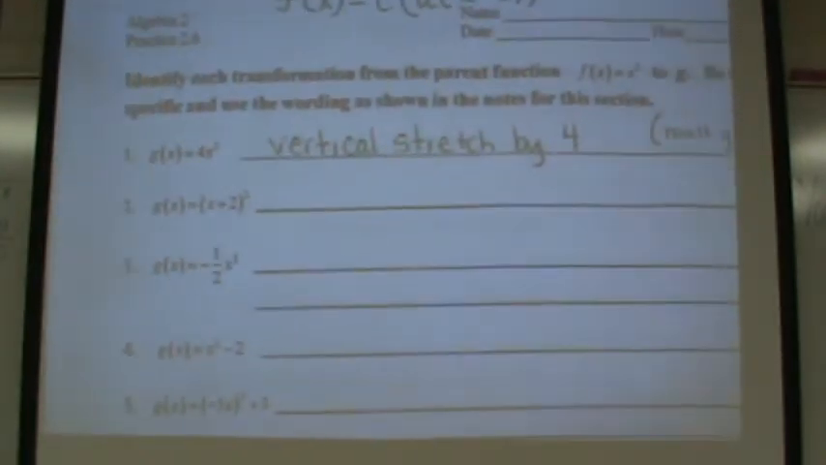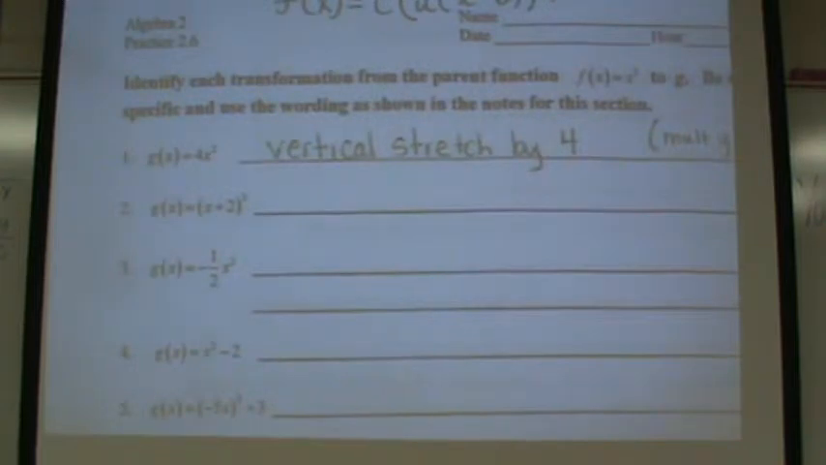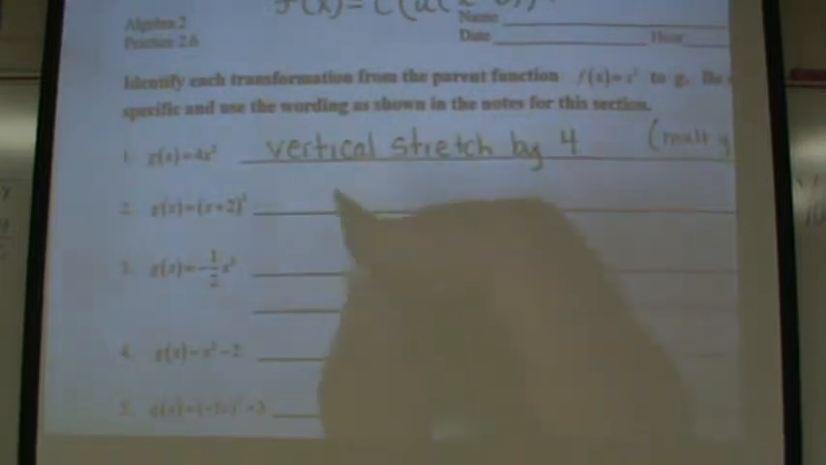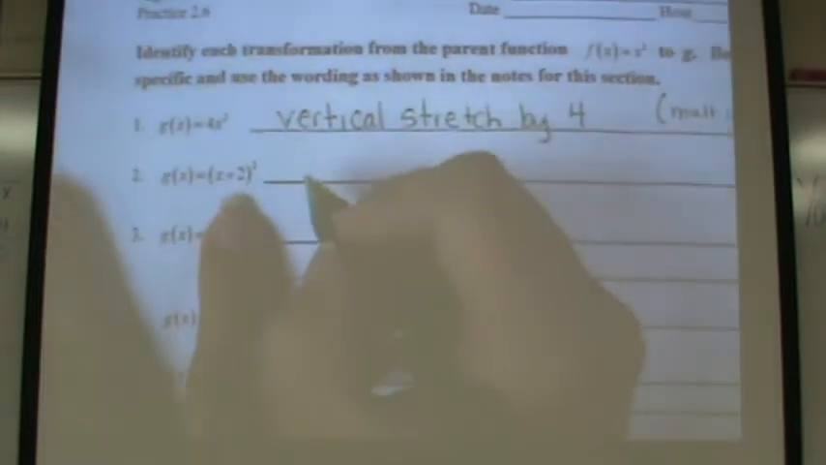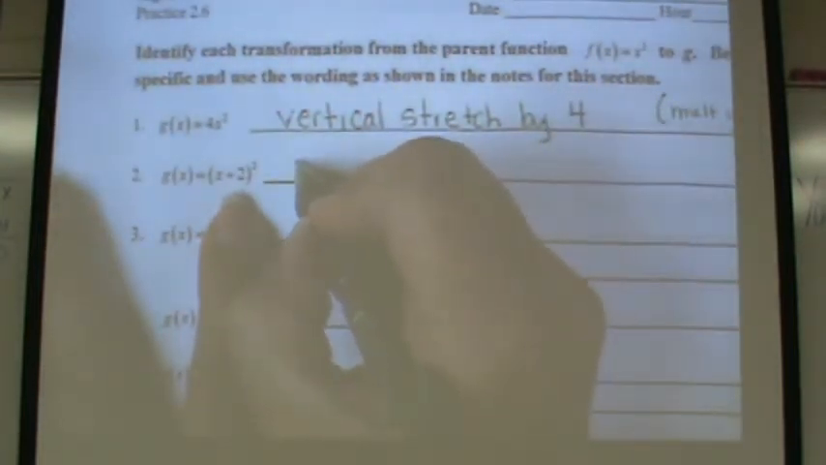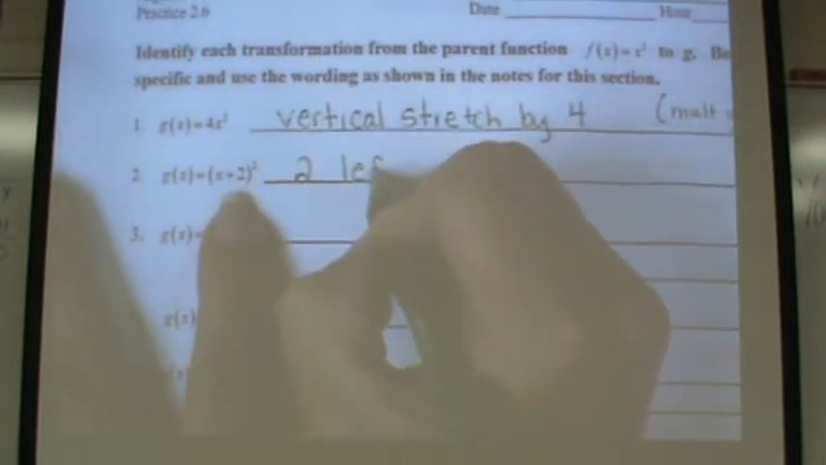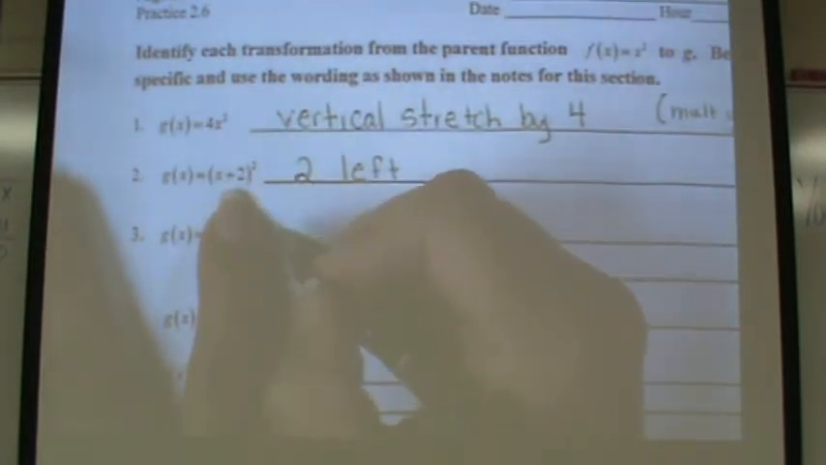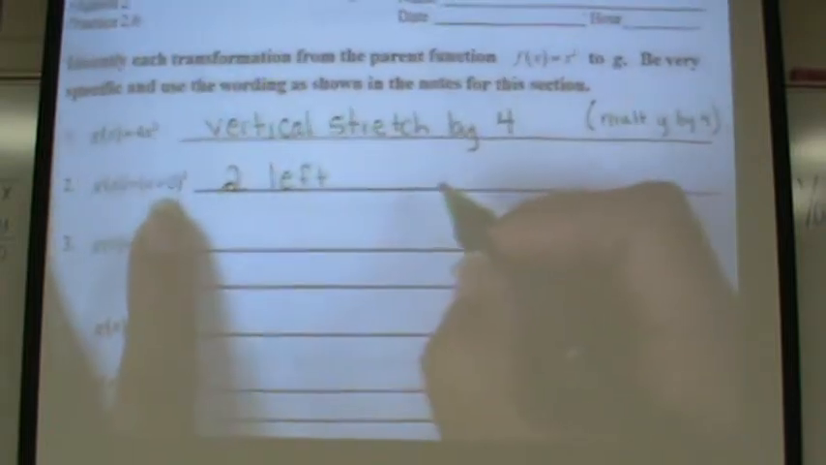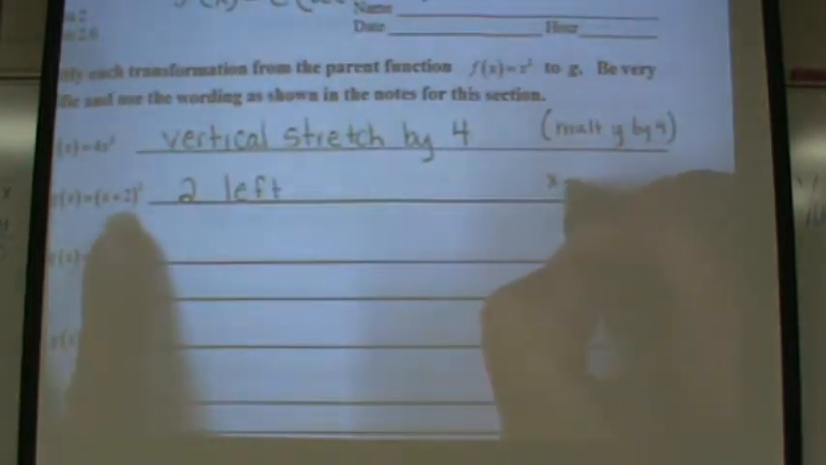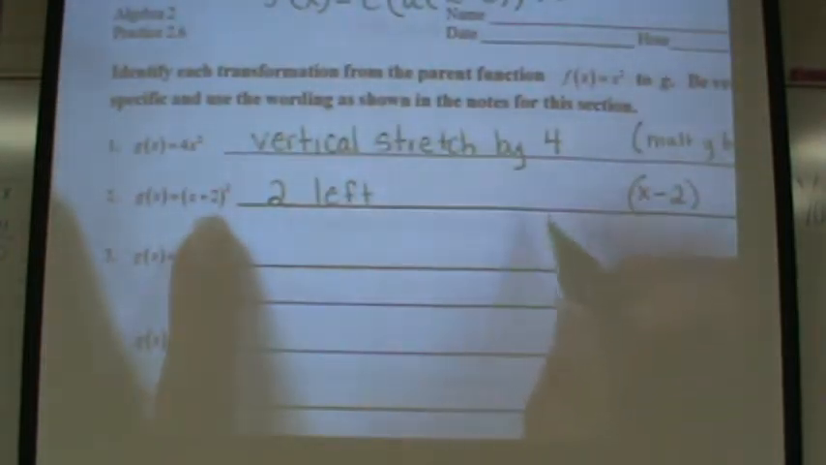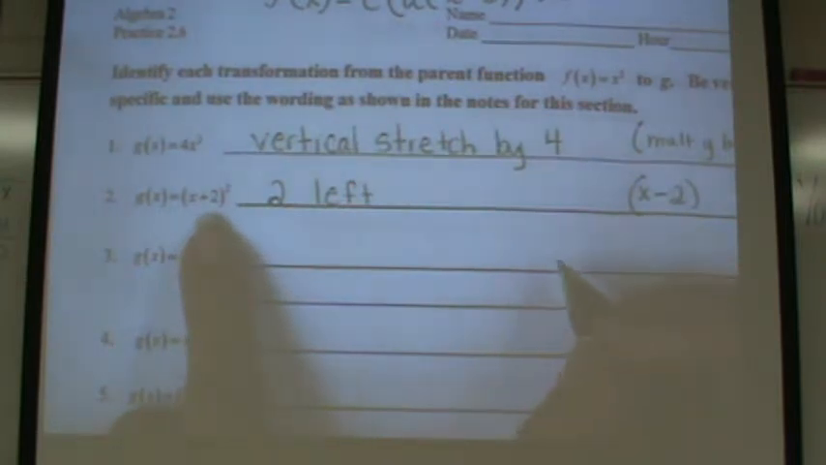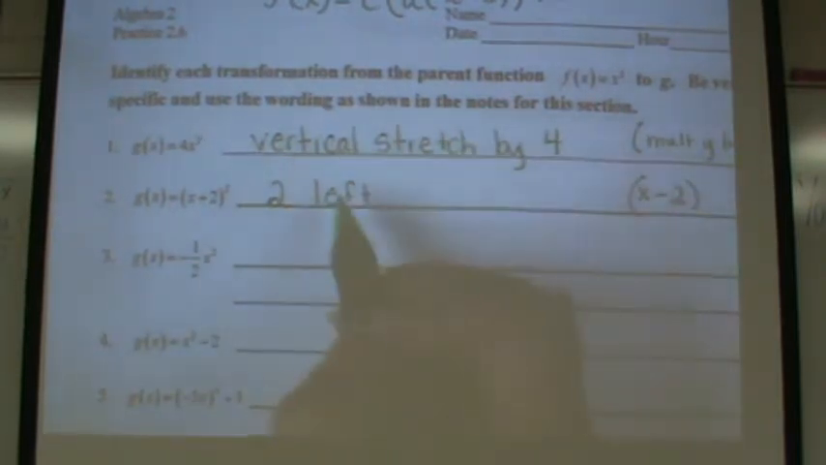Number 2, what letter is that? Is it an A, B, C, or D? It's a B. So what would you say that transformation is? Subtract 2, so 2 units left. That's a horizontal shift, 2 left. How would you do that one? You would take your x values and subtract 2 if you wanted to do it mathematically. Take your t-chart and take all the x values in your table from the parent function and subtract 2, and that'll shift your graph 2 units left.